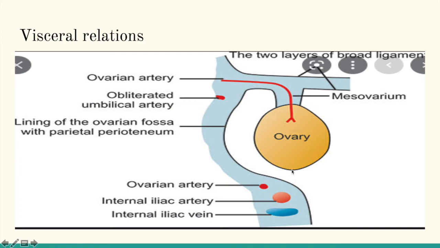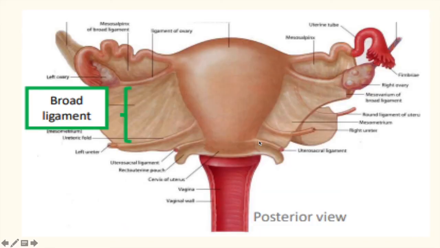The posterior border is convex and free, and the upper pole, nothing but the tubal pole, is related to the fimbriated end of the fallopian tube, and it is related with the ampulla of the fallopian tube. Along with that, at this upper pole we will see a ligament that is known as the suspensory ligament of ovary or infundibulopelvic ligament. Below the ovary, we will see the lower pole or uterine pole. See here, this is the ovary, this is the upper pole which is enveloped by the fimbriated end of the infundibulum, and this upper pole is attached to the suspensory ligament or infundibulopelvic ligament. This is the lower pole which is attached to the ligament of ovary.